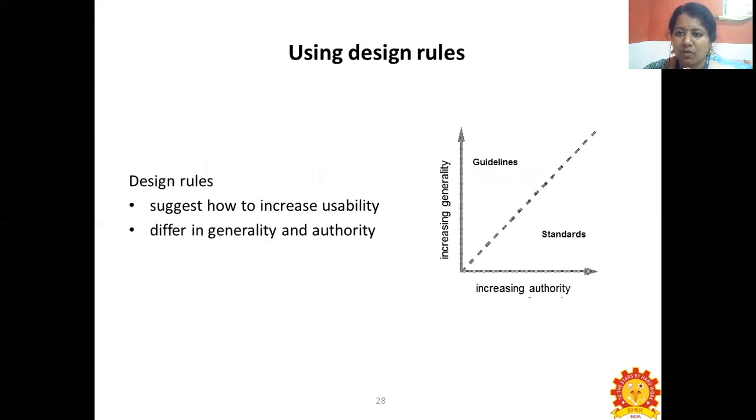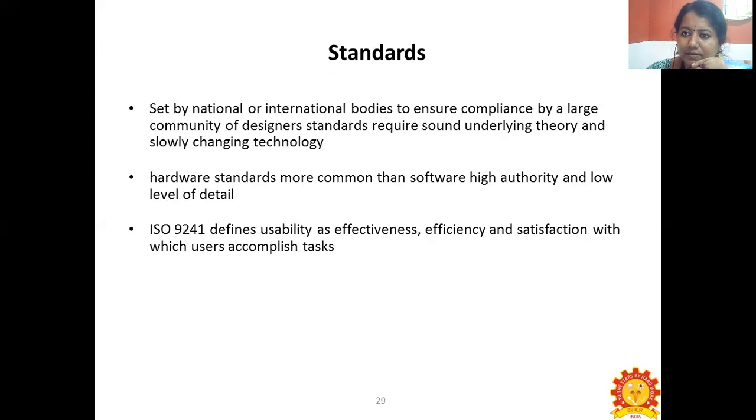Next, we are going to see about how we are going to use those design tools. So under the design tools, here we will be suggesting how to increase the usability, and it differs in generality and authority. So here it's a diagram representation for the design tools. So here we'll be having increasing authority versus increasing generality. So under the lower, we'll be having the standards, and the upper stage we'll be having the guidelines.